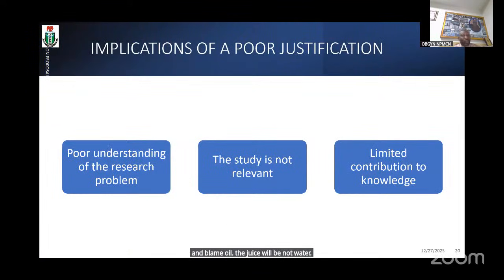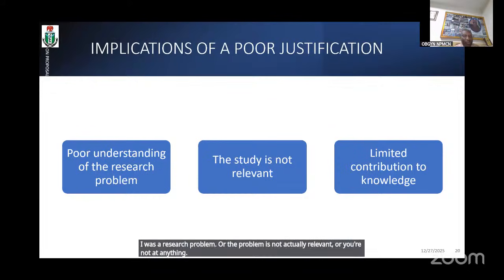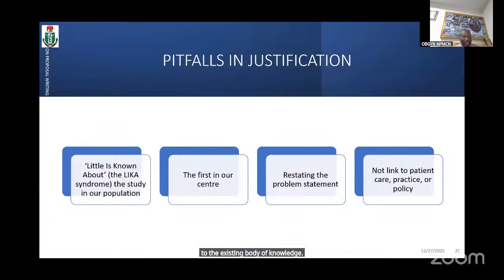What are the implications of a poor justification? That means there's a poor understanding of the research problem, or the problem is not actually relevant, or you do not add anything to the existing body of knowledge. The secretary has mentioned it. Pitfalls. Little is known. Is that a problem?